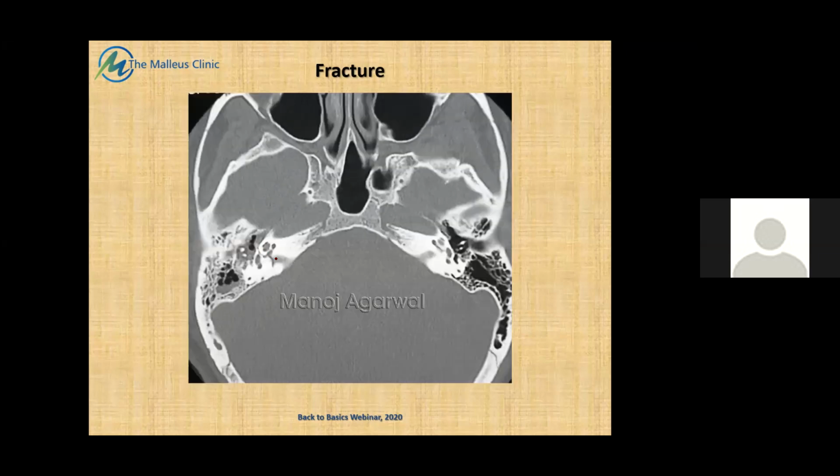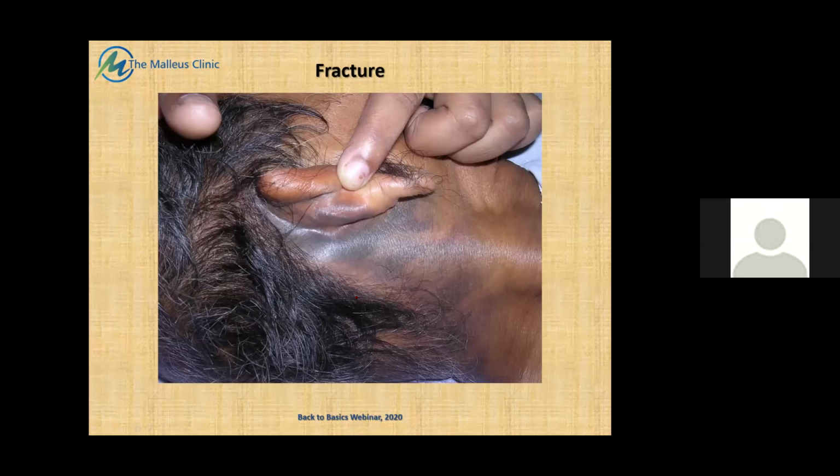Again, fracture line running here through the internal auditory canal, very close to the basal turn of the cochlea, and then the fracture line coming out towards the attic area and dislocating the incudomalleolar joint, also causing a hemotympanum. So fracture has to be kept in mind if the patient complains of vertigo attacks following head trauma.